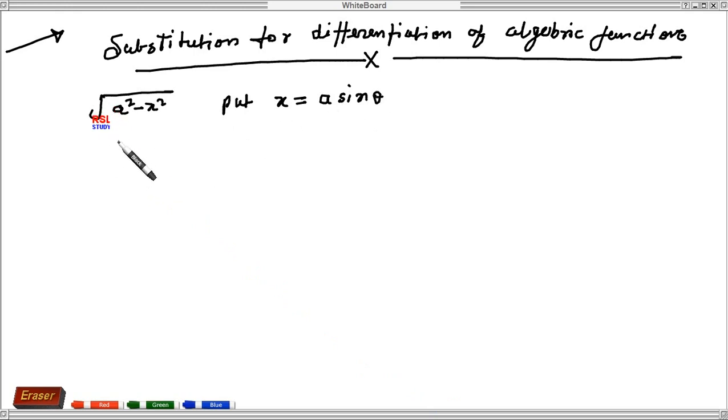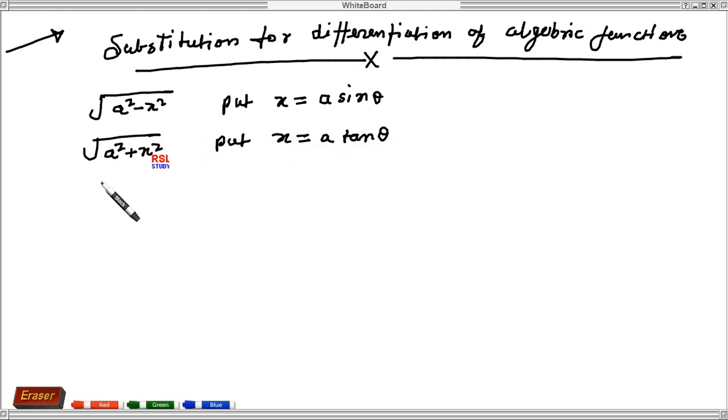If there is a squared minus x squared, then put x equal to a sin theta, and for a squared plus x squared, a tan theta. In such a case, you will put x equal to a sin theta. Why? If you put x equal to a sin theta, then it gives a squared minus a squared sin squared theta. Take a squared common, so that will be a squared in bracket 1 minus sin squared theta, so that will be a squared cos squared theta. So when you remove the square root, that will be a cos theta.